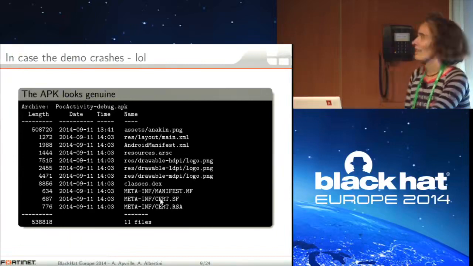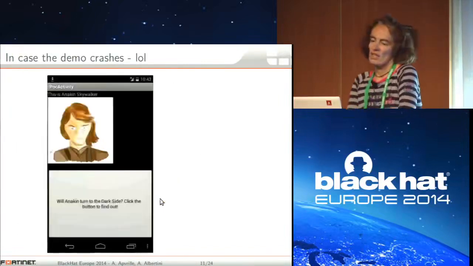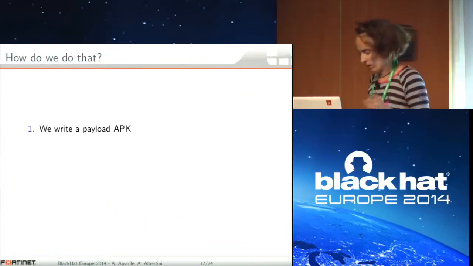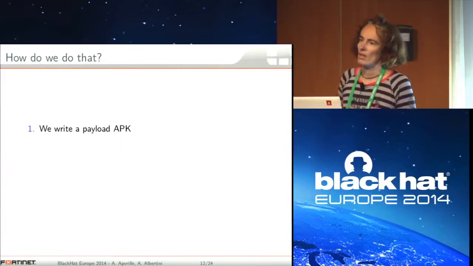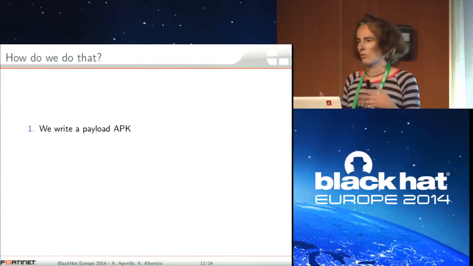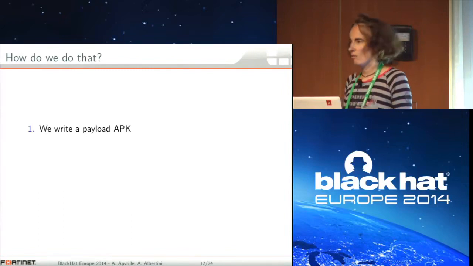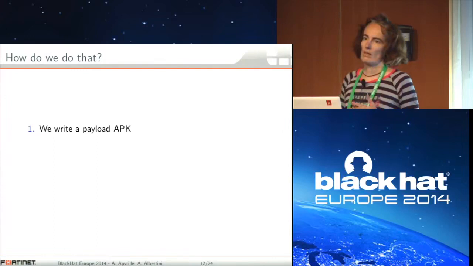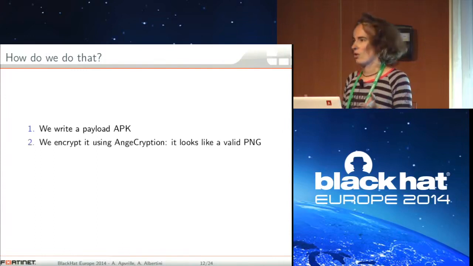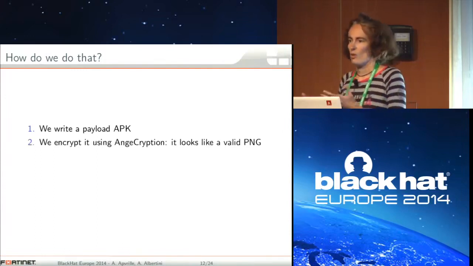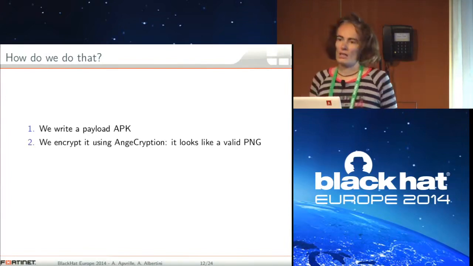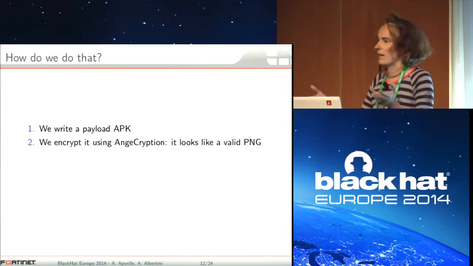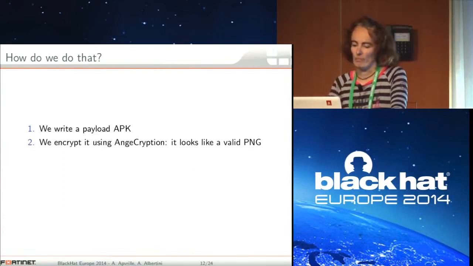I guess you were interested in it to see how it works. So there's 4 steps. First one is you've got, of course, to write your payload application, right? So there's no special limit to that. You write whatever you want. But then you've got to encrypt it. And you're going to encrypt it using a special tool that Ange implemented, which is called Angecryption. And we chose to have it look like Anakin Skywalker, but you can choose whatever PNG you like. If you want to have, I don't know, the image of Black Hat, it works as well, no problem.